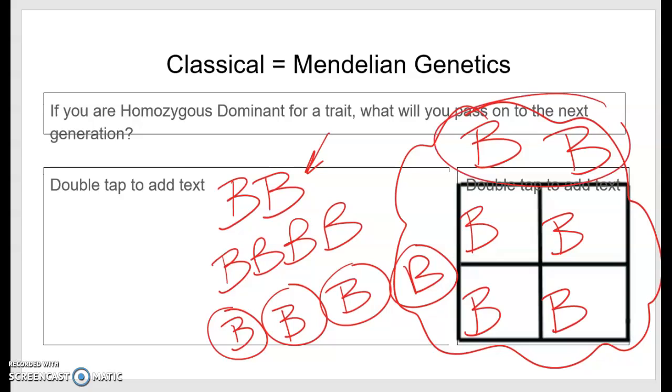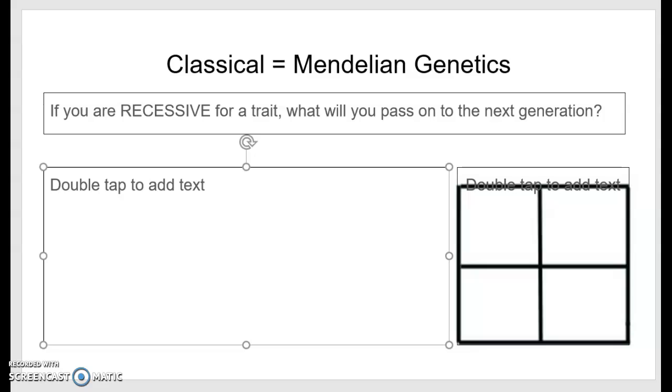So if this is your genetic makeup, if those are your two alleles, you're homozygous dominant for capital B. You're from Bellwood, mom said to be from Bellwood, dad said to be from Bellwood. The only thing you pass down to your offspring, 1, 2, 3, and 4, is going to be that capital letter B. If you are recessive for a trait, what will you pass to the next generation?